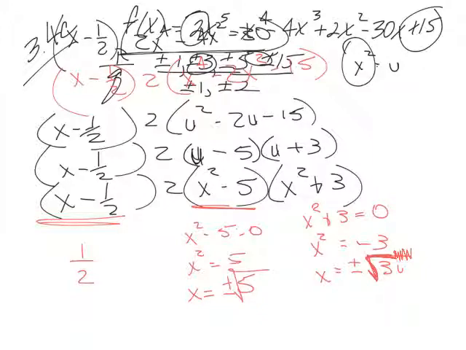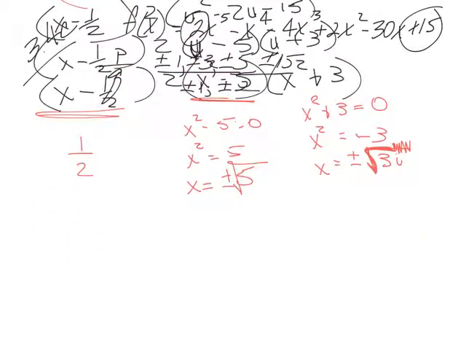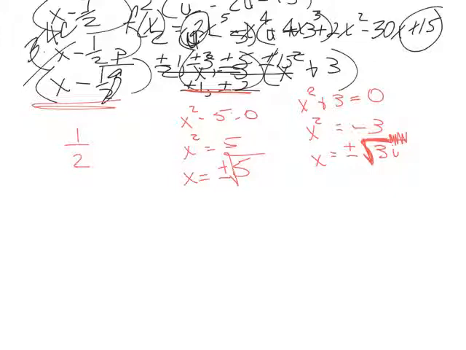So if I want to, like it says in B, it asks for the linear factors. I'm going to write this as 2. Nothing happened to that 2. I'm going to use that and get x minus 1/2.